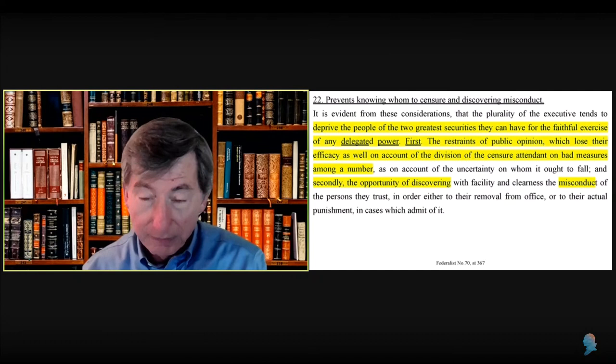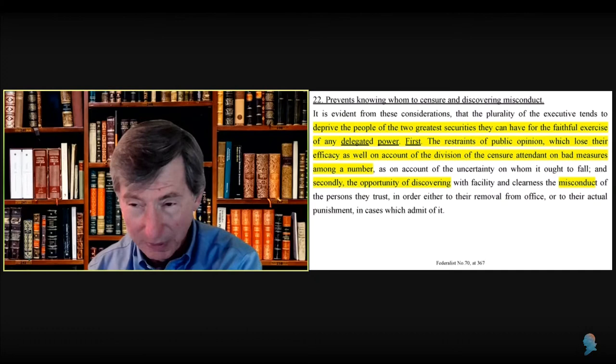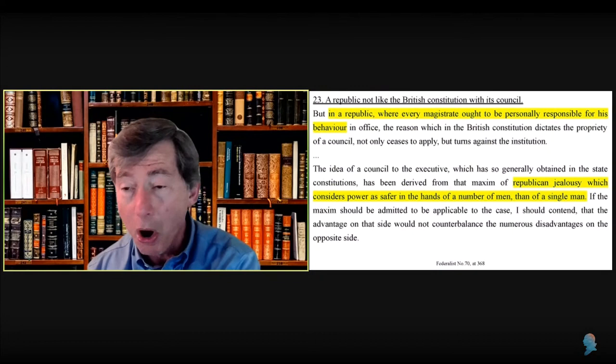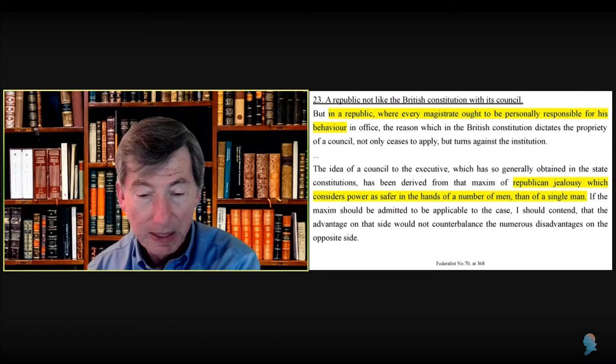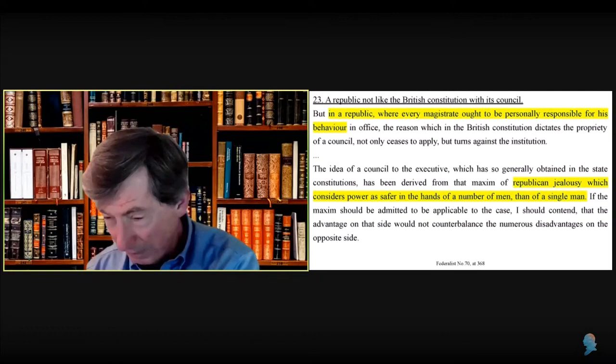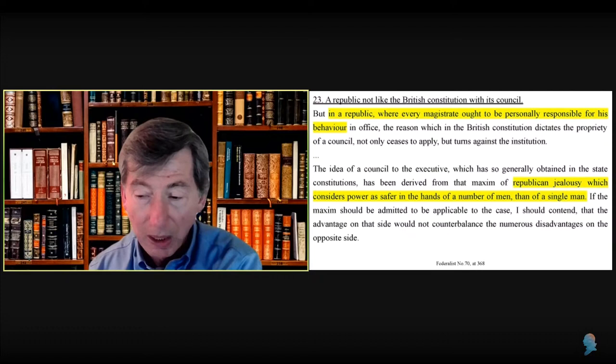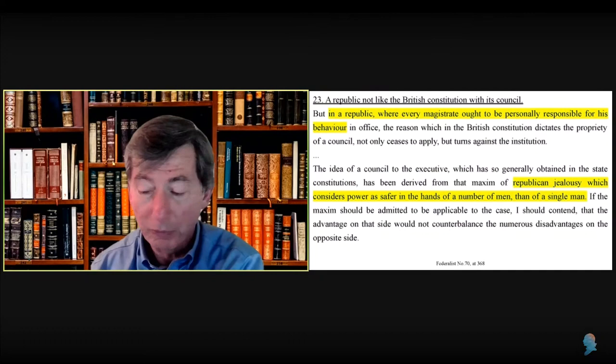A republic, not like the British Constitution, which has a council, we don't need one. In a republic, where every magistrate ought to be personally responsible for his behavior. That's what it's supposed to be. Further down, Republican jealousy, which considers power as safer in the hands of a number of men than a single man. That's the anti-federalist view of republicanism. It's very different, at least on these points, from the Federalist.